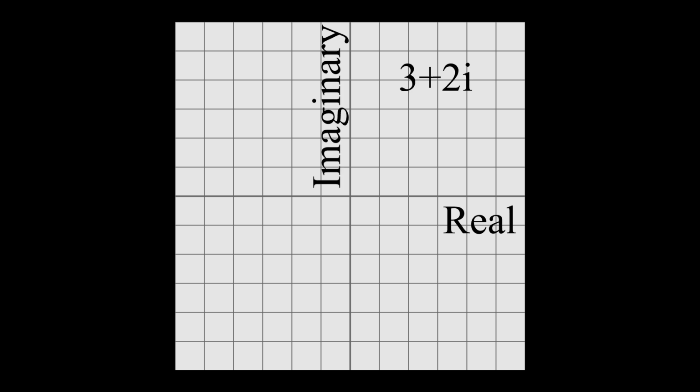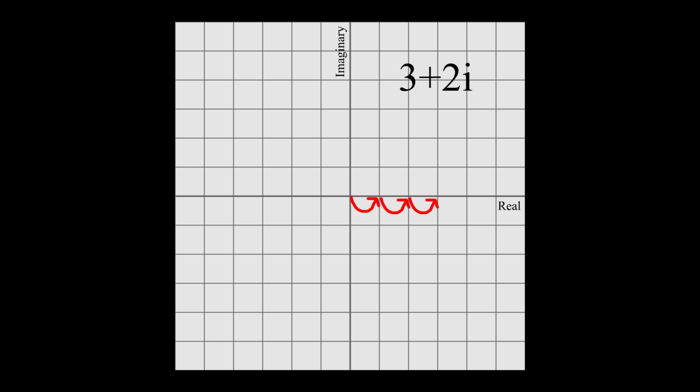To start, let's first see how to graph points on the complex plane. Instead of x and y axes like we're used to, we're going to use the axes real and imaginary. Let's plot the complex number 3 plus 2i. We'll do this based on its real and imaginary parts. So, we count 3 units to the right, then 2 units up, and there's our point.